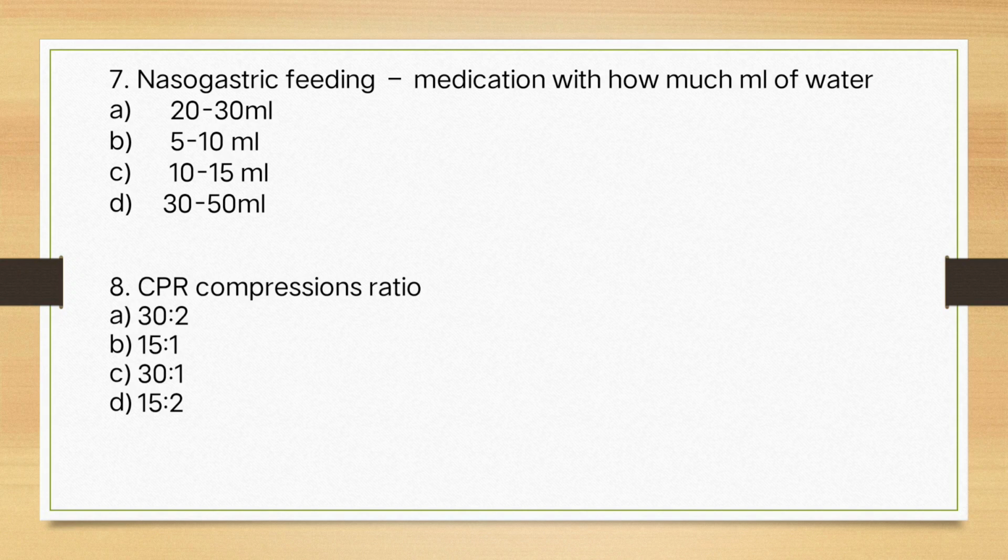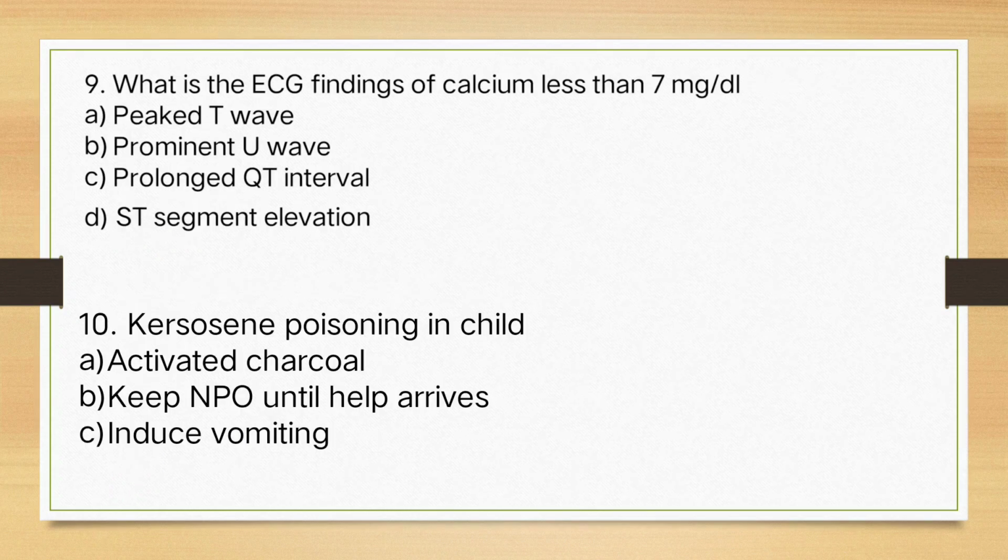Next one, nasogastric feeding. When you are giving any medication, with how much ml of water do we need to flush? Either 20 to 30 ml, 5 to 10 ml, 10 to 15 ml or 30 to 50 ml, and the answer is 10 to 15 ml. CPR compression ratio was asked. It is not specified for either adult or baby. So the answer is 30:2.